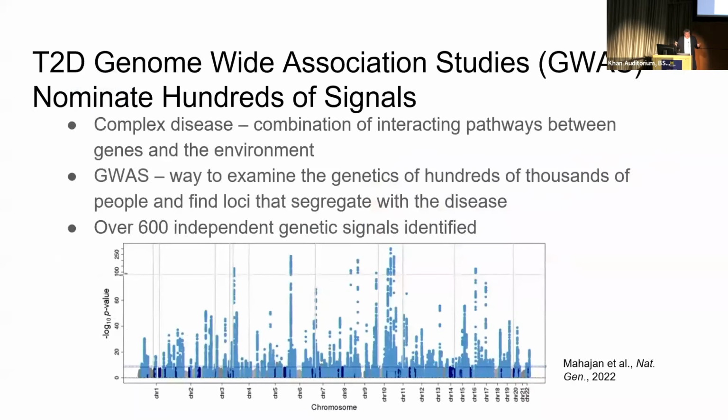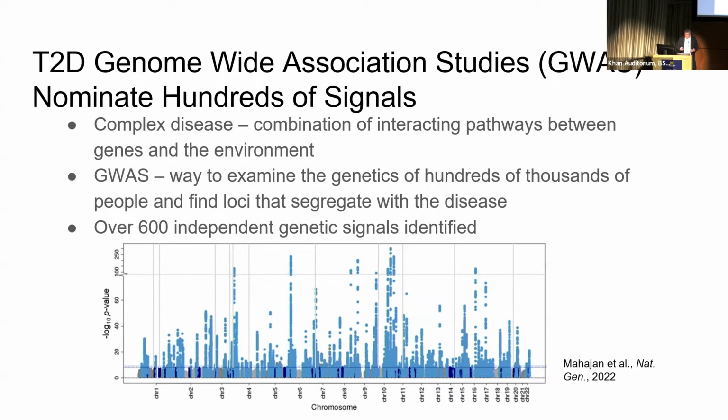If you look at T2D from a different perspective, from a genome-wide association study or GWAS perspective, it's an incredibly complex disease. Currently, the most recent high-powered GWAS has over 600 statistically independent signals of genetic association across your genome. So your genome is literally littered with risk alleles scattered everywhere.